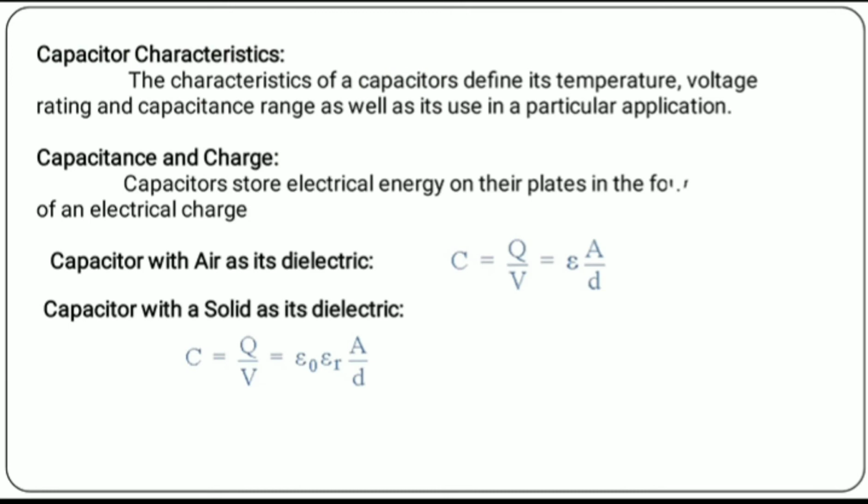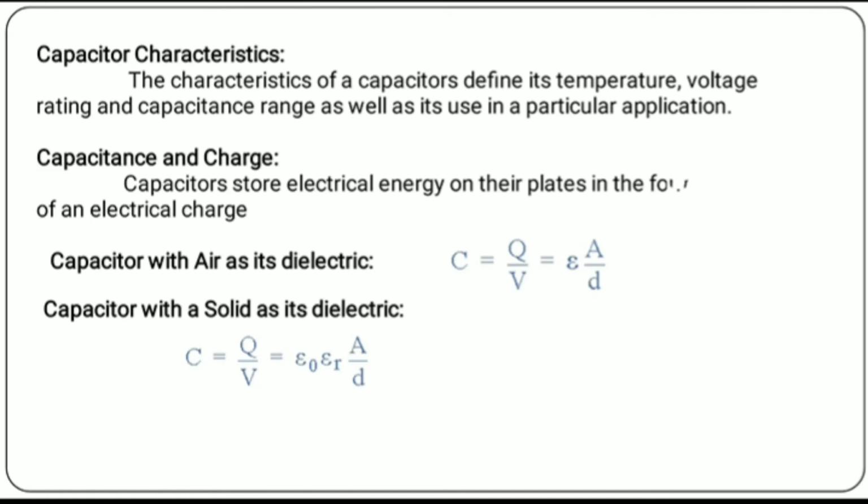And the next one is the characteristics of capacitors. The characteristics of a capacitor define its temperature, voltage rating, and capacitance range, as well as its use in a particular application. These are the characteristics of a capacitor. And the next topic is capacitance and charge. Here we are going to see how charge and capacitance are connected. You all know a capacitor stores electrical energy on its plates in the form of an electric charge.